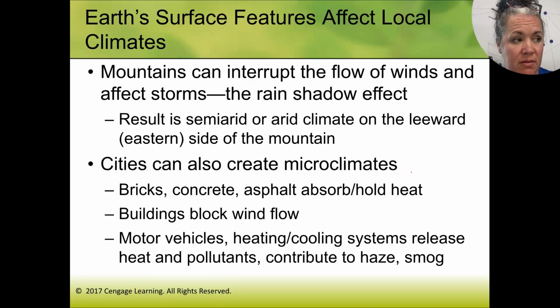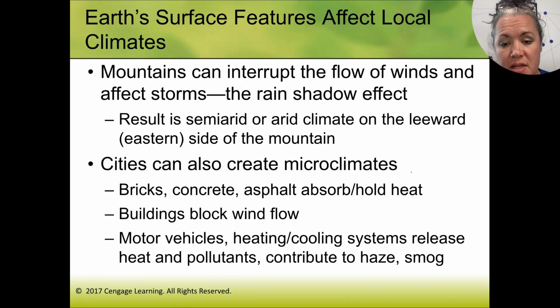But then even on a smaller scale, some of our human interactions can create microclimates that can mimic things like mountains or deserts or big rock areas. So cities can create microclimates because the brick, concrete, and asphalt, which are much like rock, right? They absorb heat and then they'll re-radiate it. So you get a little heat island, something that'll be really, really warm in the summertime. Buildings can block wind flow and can actually affect how much water makes it onto the other side of a city.